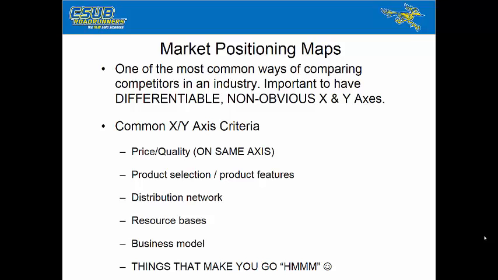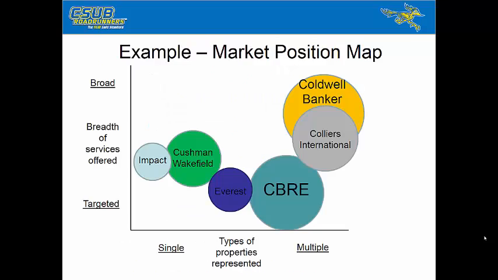Some of the things that you could use for X and Y axes are price and quality, if they're on the same axis, product selection and product features, distribution network, resource bases, business model. All of those are good to use as criteria for the X and Y axes in a market positioning map.